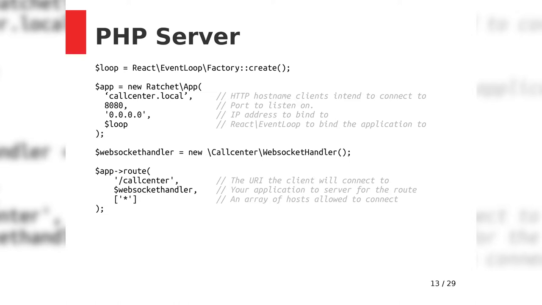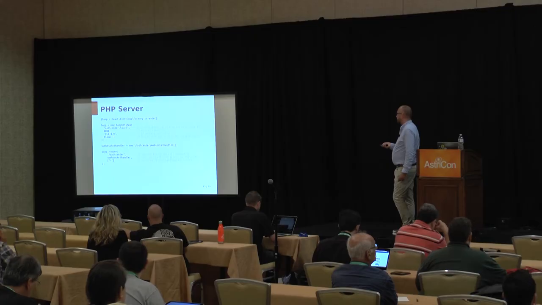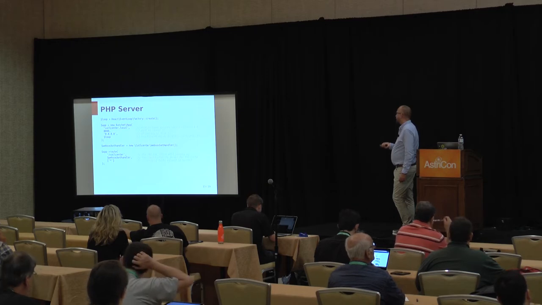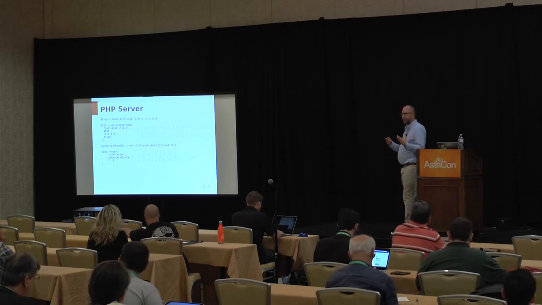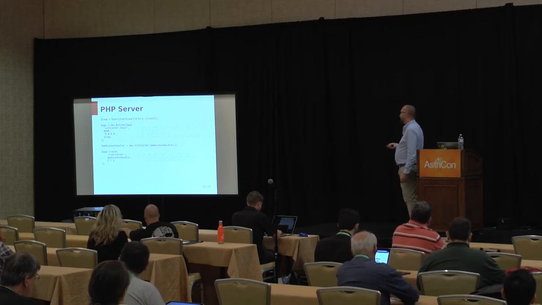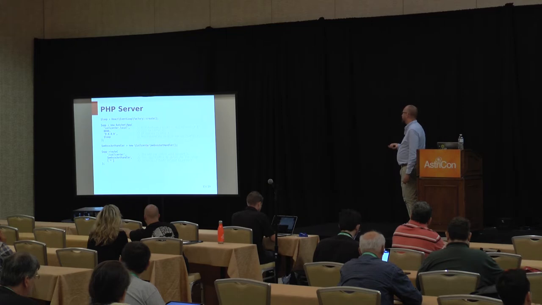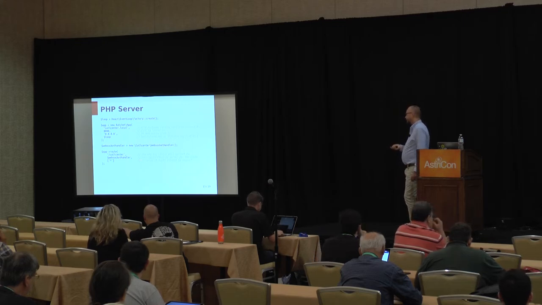So what we do, we first create an I/O loop, and then we create a new Ratchet application on the host name that we would like our clients to connect to, on port 8080. It binds to all interfaces. And then we connect this Ratchet app to our event loop. After that, we have to have a handler for our messages from the web page. And we create a route called call center, and everything that we get here gets passed to our WebSocket handler. And then we say that we allow all hosts to connect to this route.